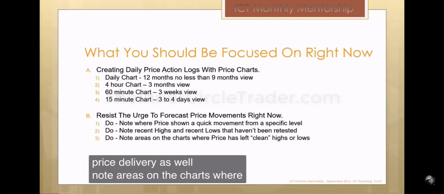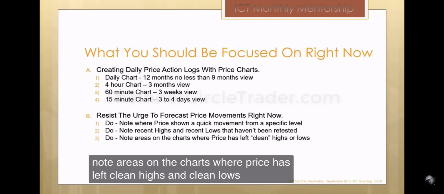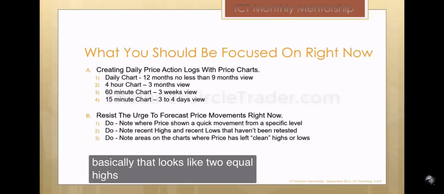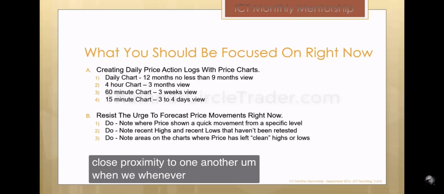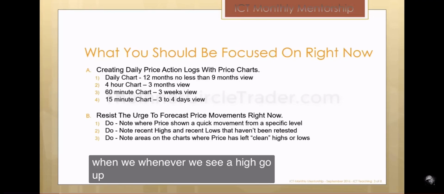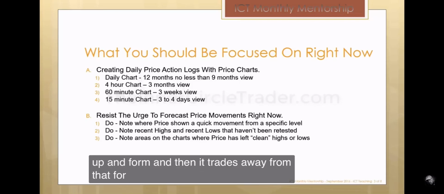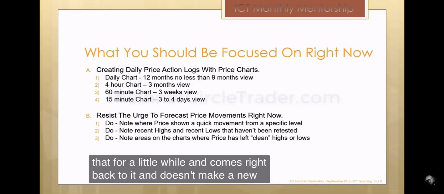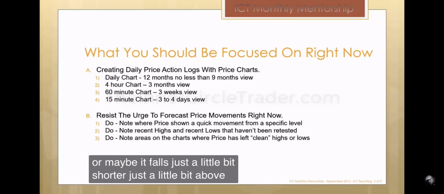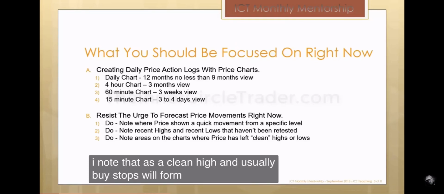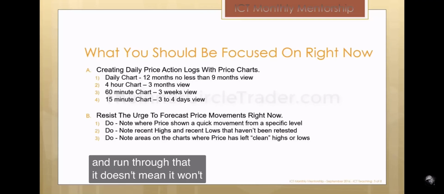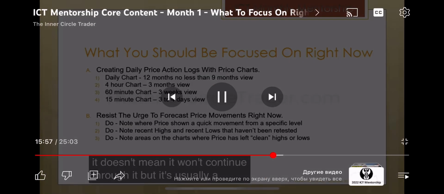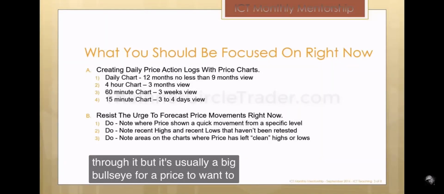Note areas on the charts where price has left clean highs and clean lows. Basically, that looks like two equal highs that formed in close proximity to one another. Whenever we see a high go up and form, and then it trades away from that for a little while, and then comes right back to it and doesn't make a new high, or maybe falls just a little bit short, just a little bit above it, I note that as a clean high. And usually buy stops will form above that, and the market will usually come back up there and run through that. It doesn't mean it won't continue through it, but it's usually a big bullseye for price to want to go up into that area.